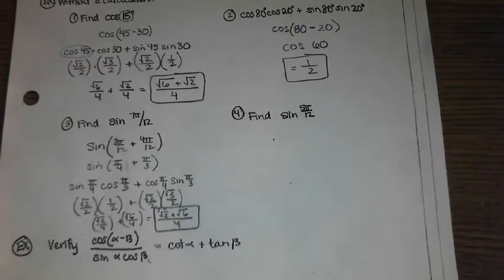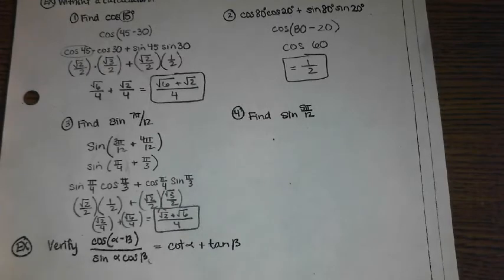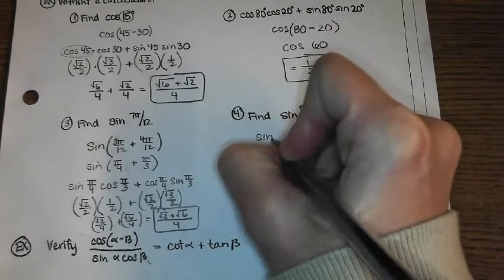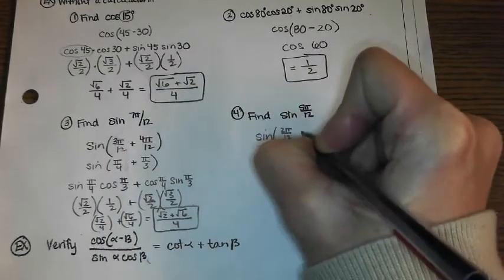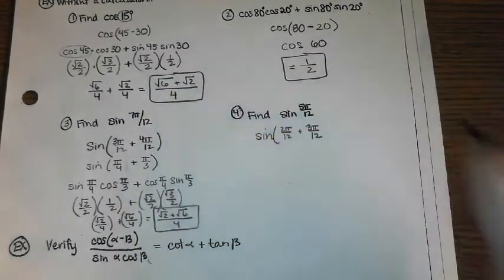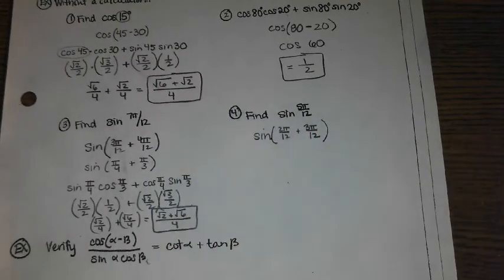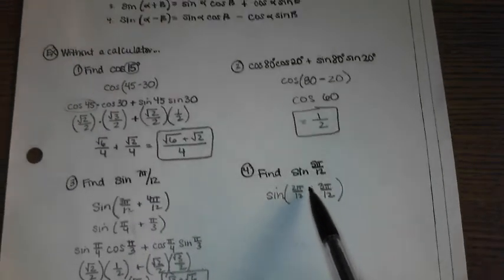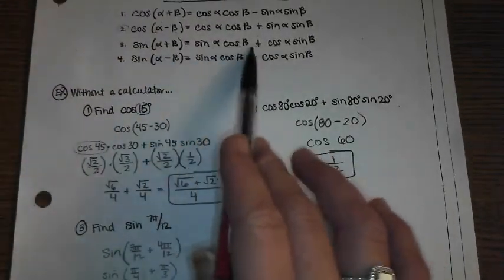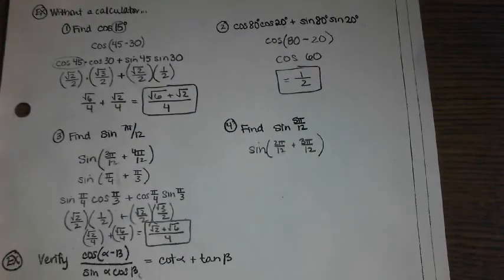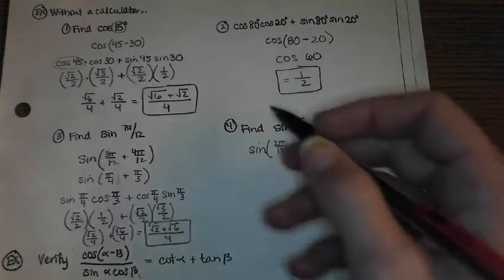So on number 4, sine of 5 pi over 12, we'll take a minute and think about how you could break up 5 pi over 12. I think 2 pi over 12 and 3 pi over 12 would certainly work because we have pi over 6 and pi over 4. So again, we'd use the same sine addition formula. There are multiple ways as well.